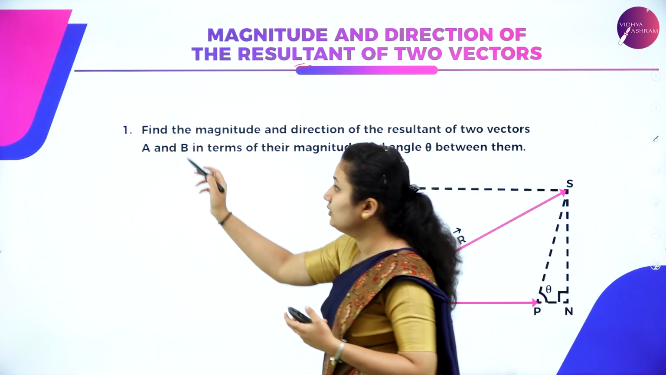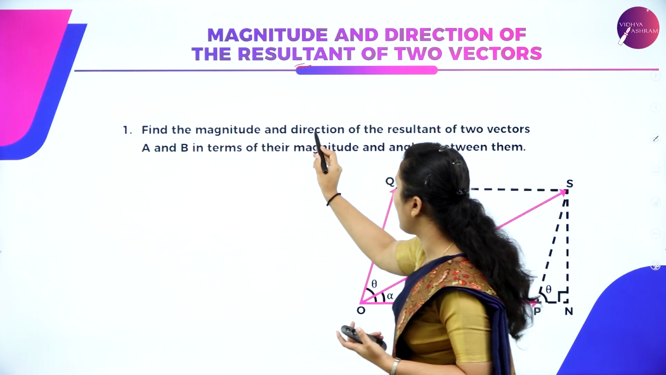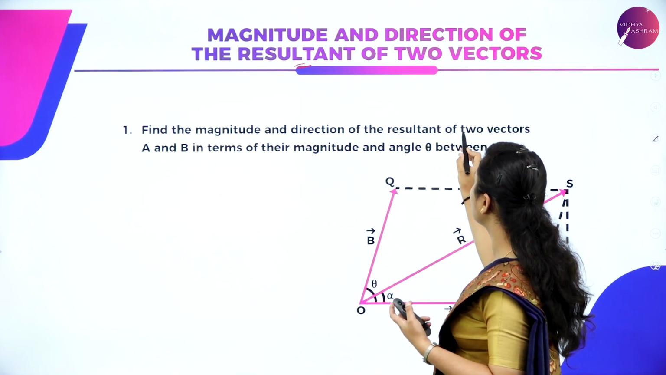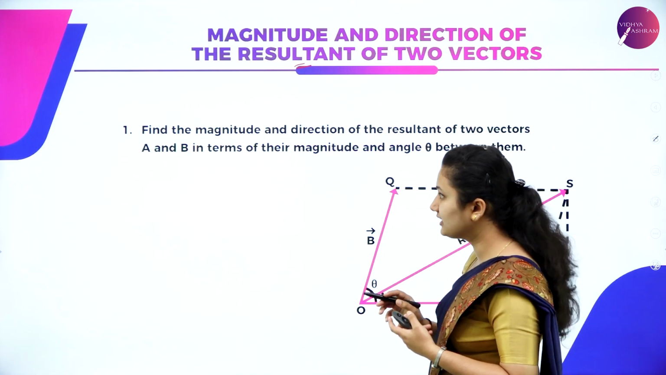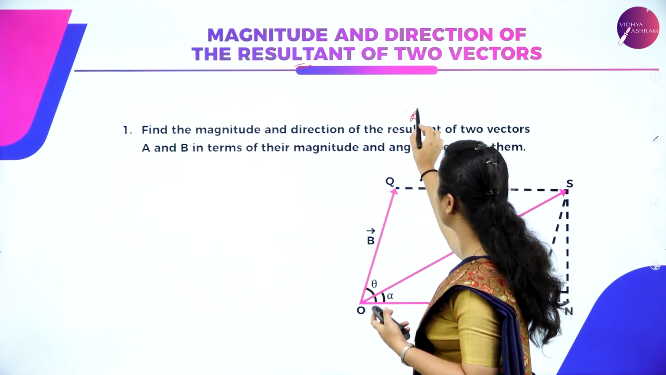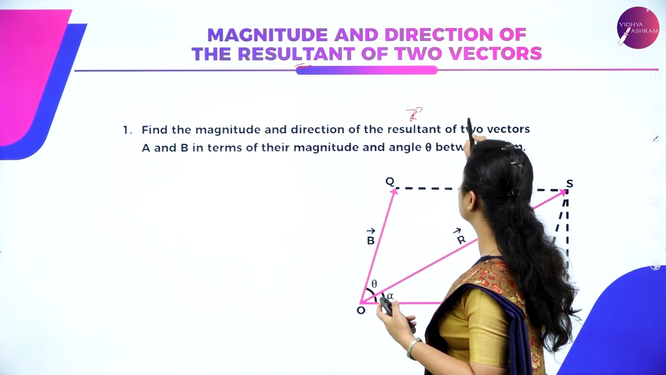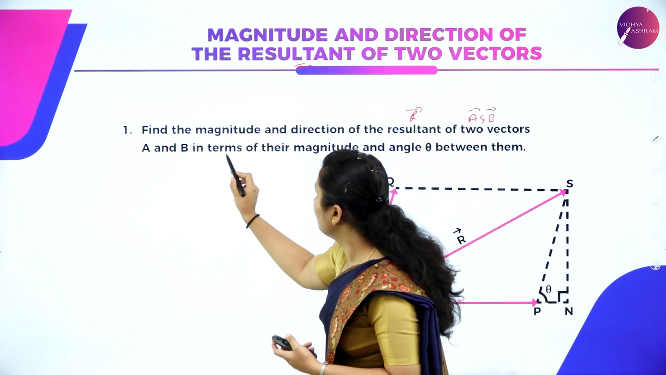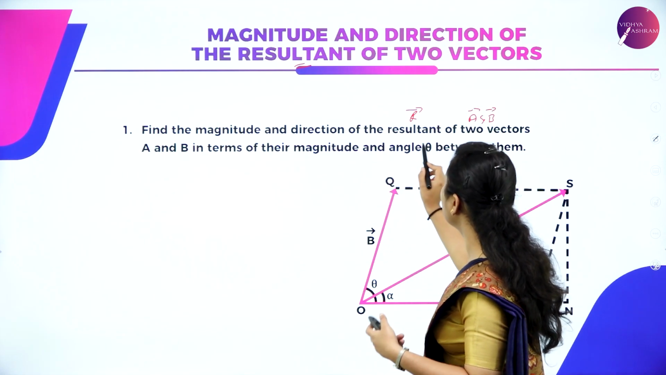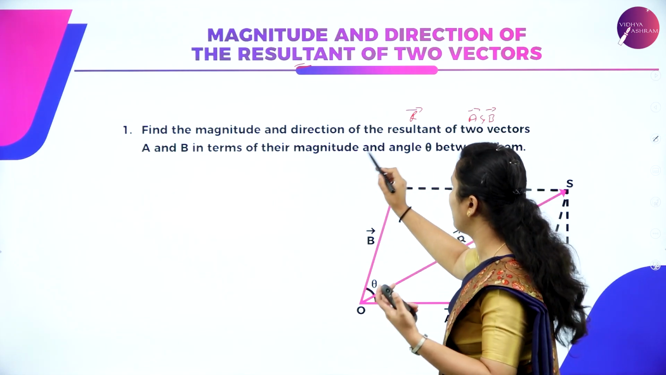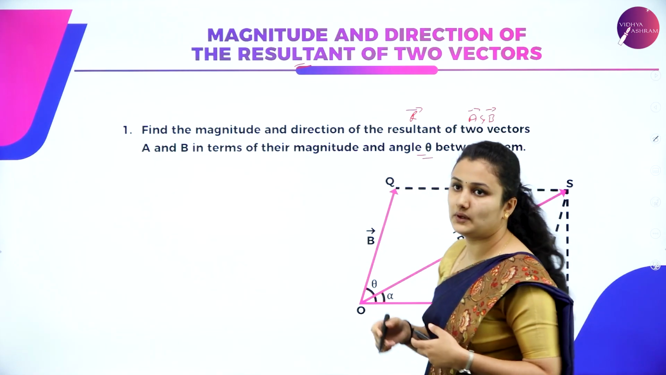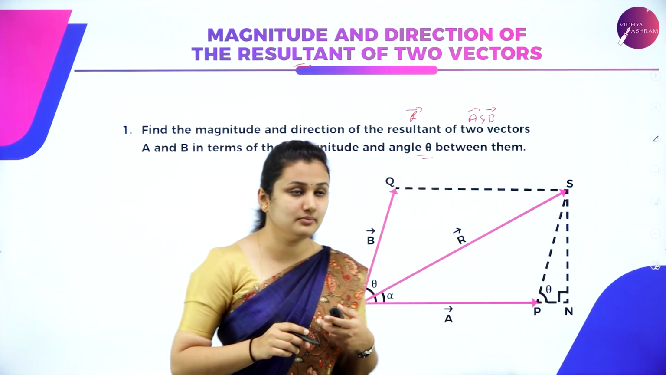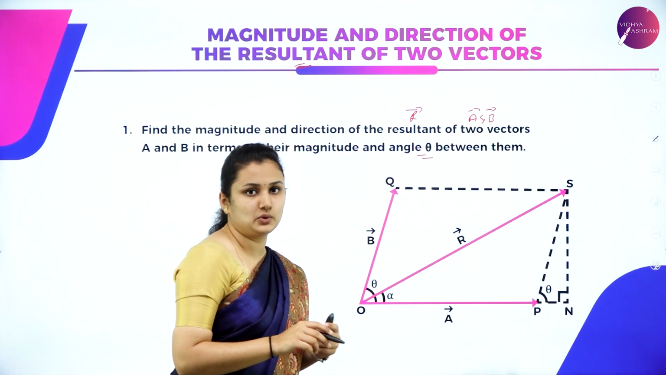So what should I do? Find the magnitude and direction of the resultant of two vectors. What is resultant? R. Resultant of two vectors, say A and B, in terms of their magnitude and angle theta, which is nothing but direction. Magnitude and direction, and the angle theta between them.